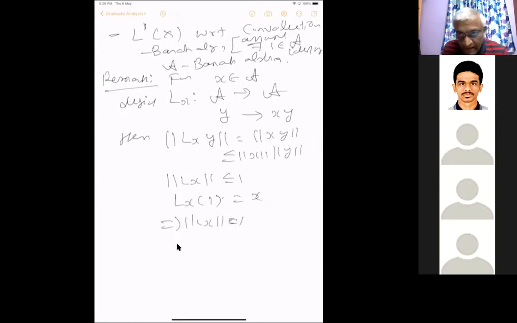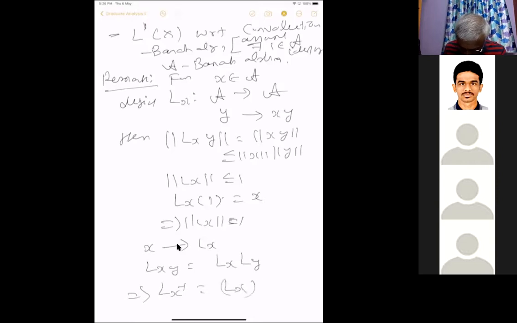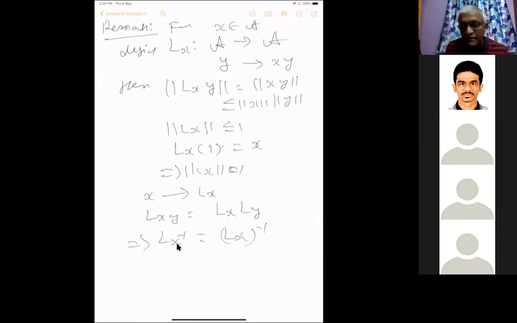Similarly, you can define right multiplication. The point is x going to Lx is a representation. It's called the regular representation. Lx is a representation, that is, to satisfy this property, Lxy equals Lx times Ly, the operator multiplication. And these things will imply that Lx inverse is equal to Lx inverse. So Lx is invertible. I mean, it's continuous and it's also invertible, and the inverse is also continuous. So Lx is a homeomorphism. I mean, it's not just an isomorphism.